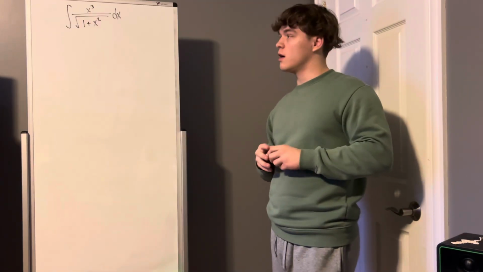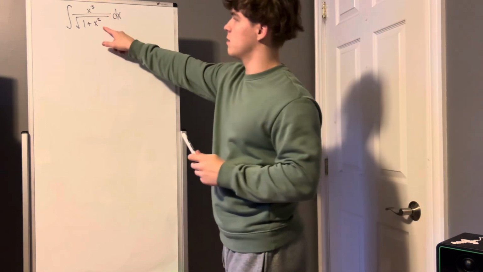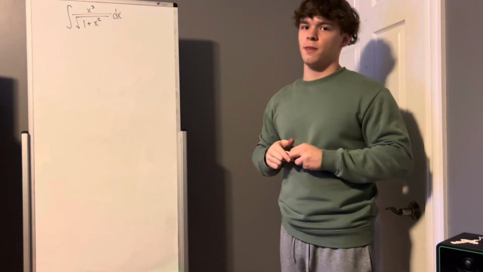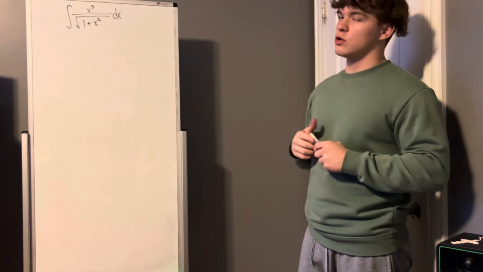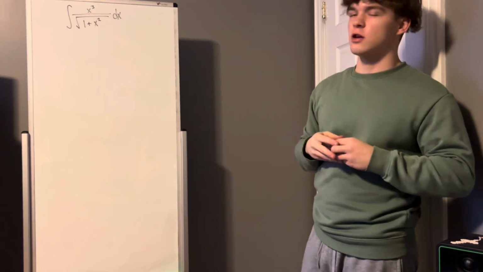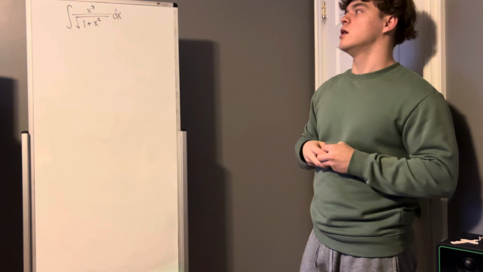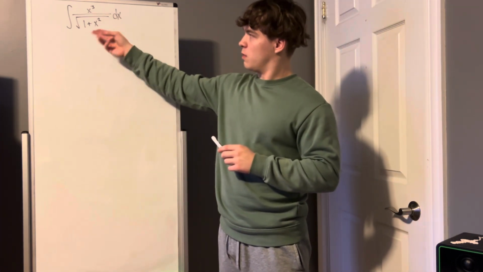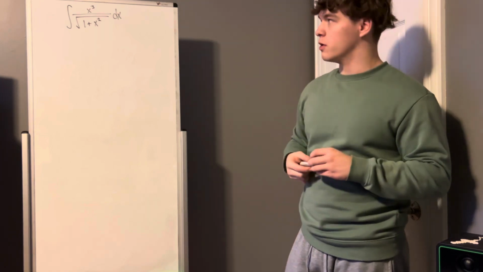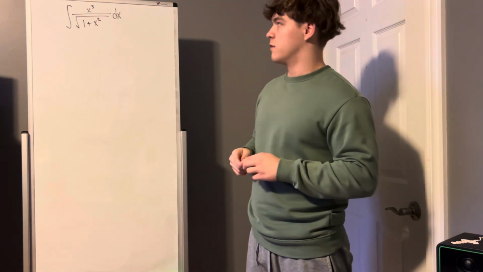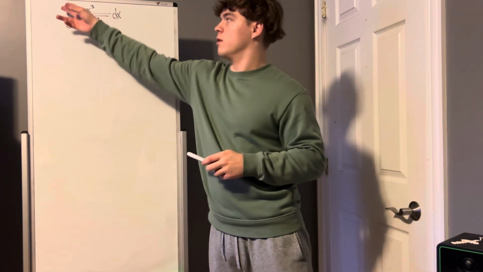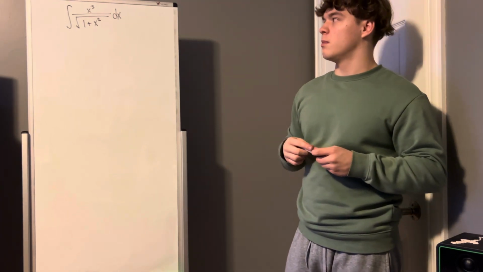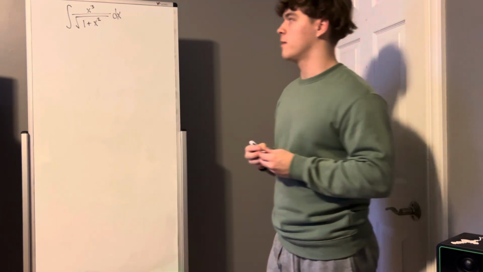So what we have here is an x squared term in the root and an x cubed term above the root. Now, truth be told, if this x cubed was just an x, we could use 1 plus x squared as our u and our du as 2x dx, bring our 1 over 2 out of the integral to make it the same. But we don't have that.